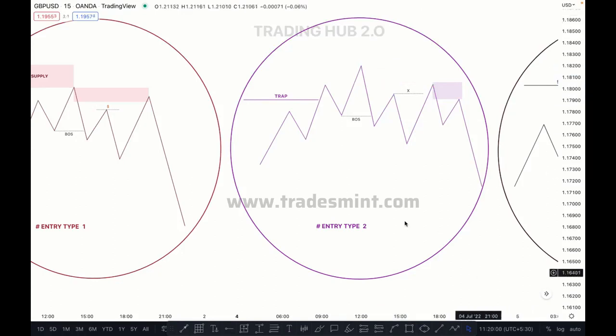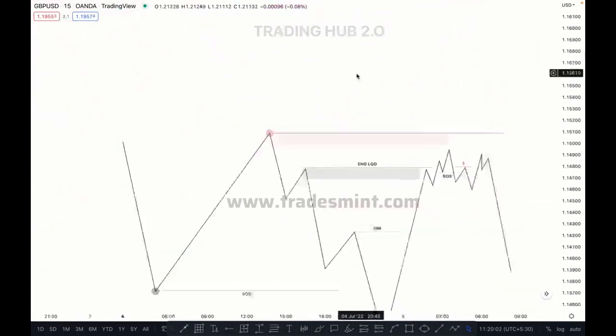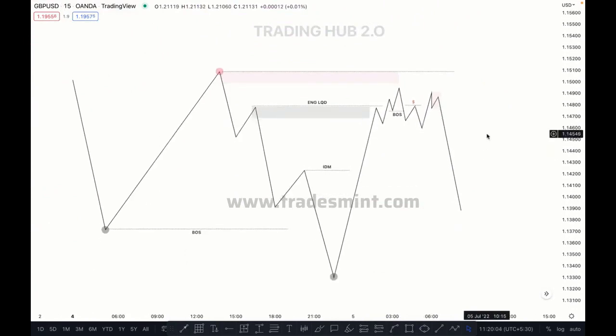So this is entry type 2, and let me show you how entry type 3 actually works, okay? After I finish this, I will move on to the real chart and explain everything candle by candle in detail, okay? So now let's switch to entry type 3.